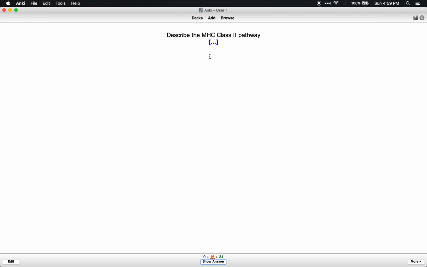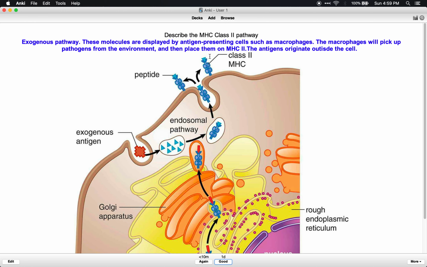The MHC class 2 pathway is where we have a macrophage. It binds to the bacteria, brings it in, engulfs it, takes peptides, puts them on MHC class 2, and puts it on the surface of the cell to be recognized by other immune cells of the adaptive immune system. It's also called the exogenous pathway.